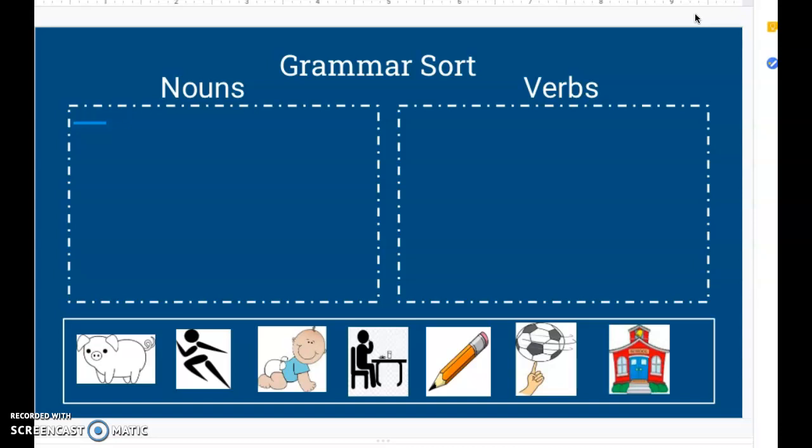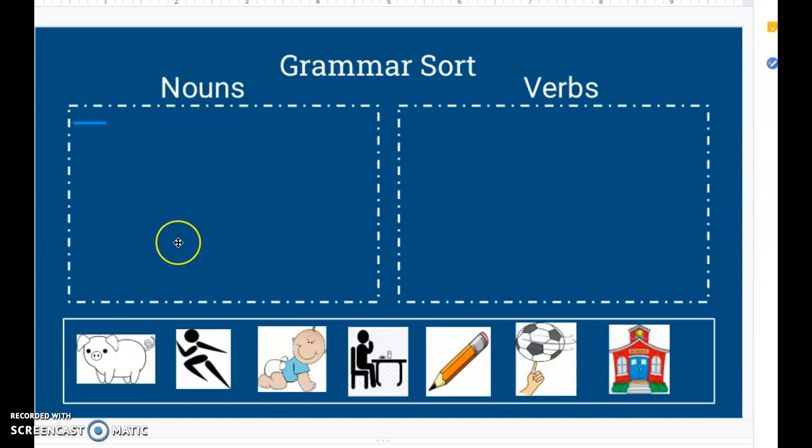So now we have a grammar sort. So we're going to put all of our nouns on this side and all of our verbs on this side. So let's go over our pictures. We have a pig, a person running, a baby, someone eating, a pencil, someone spinning a ball, and school.